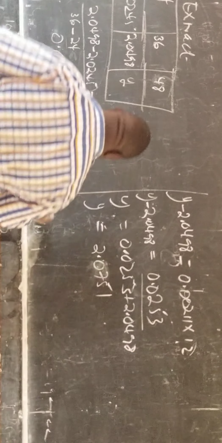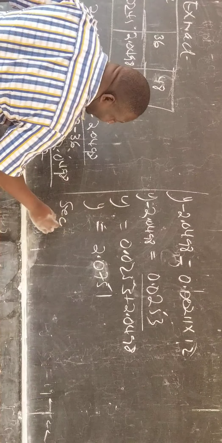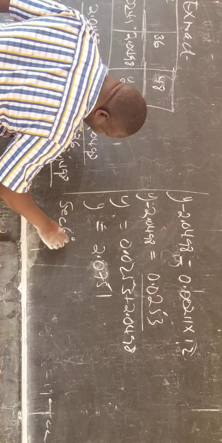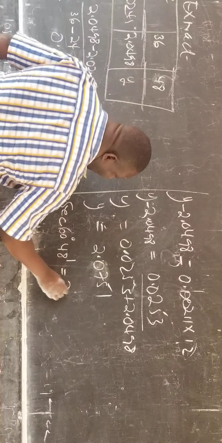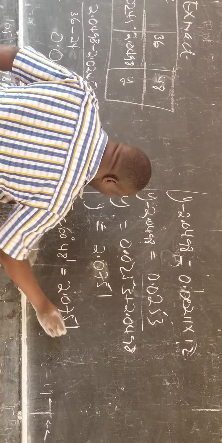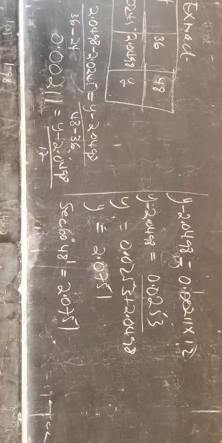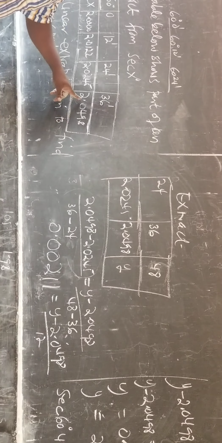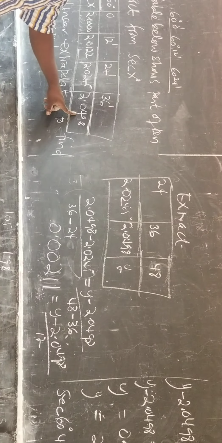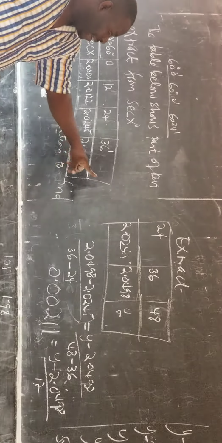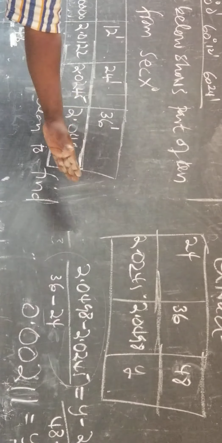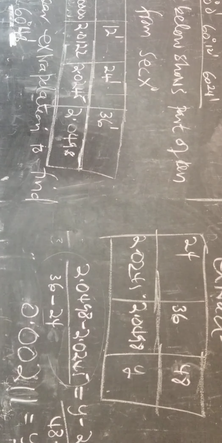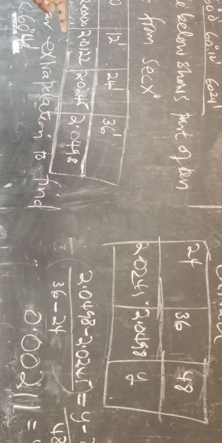So that means that the sec of 60 degrees and 48 minutes is equal to 2.0751. When we look at the values in the extract, the 36 corresponds to 2.0498, then the 48 corresponds to 2.0751. So the values were increasing along the positive direction of the x-axis. So when we look at our value, it follows suit.